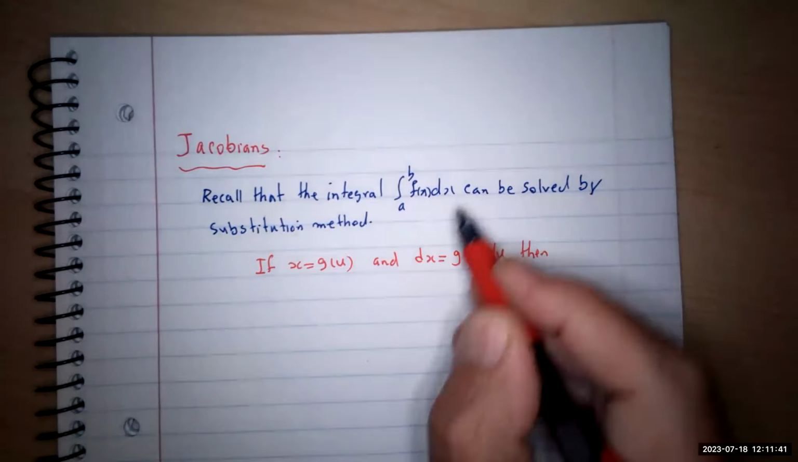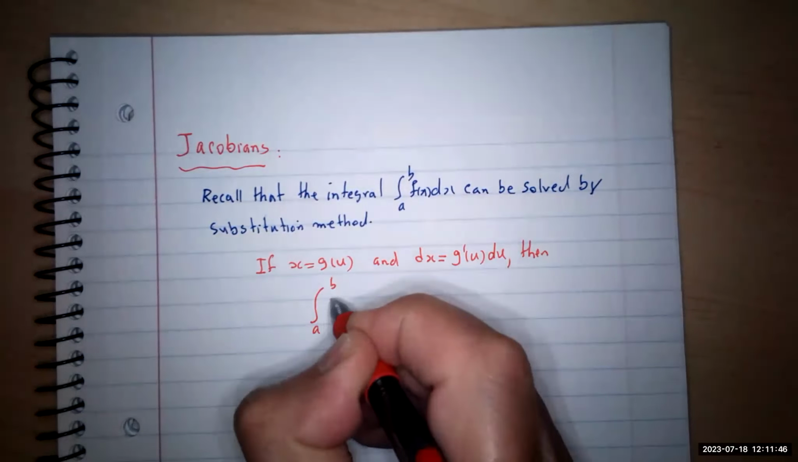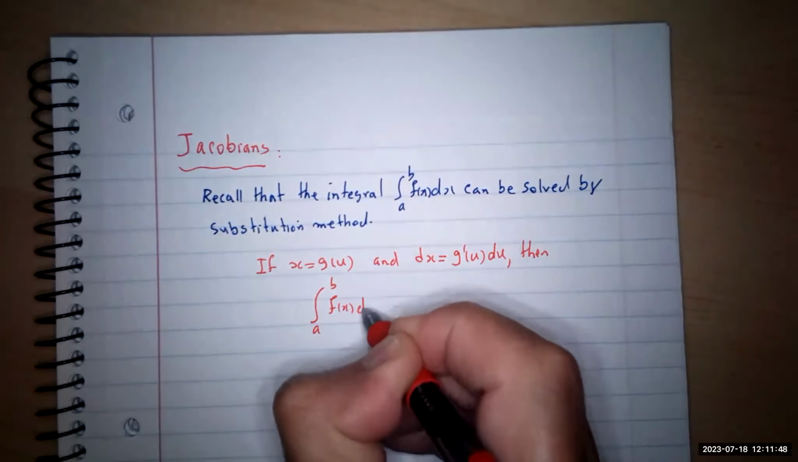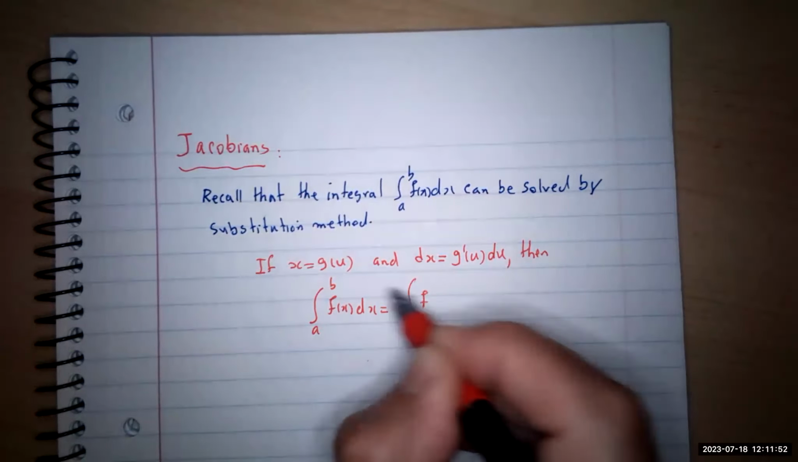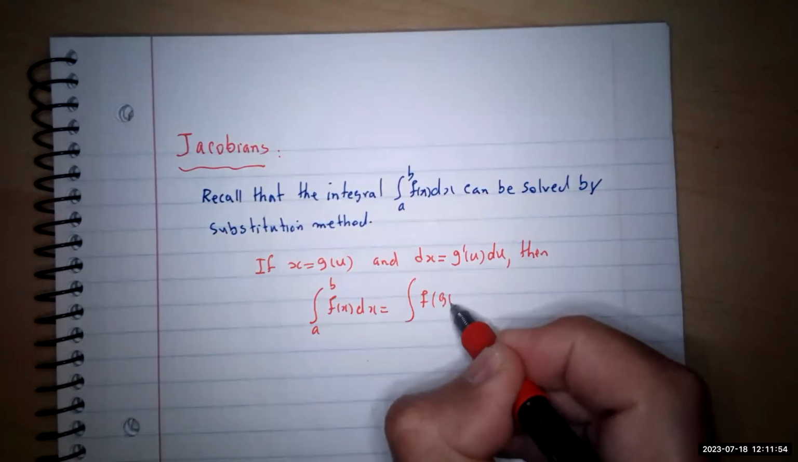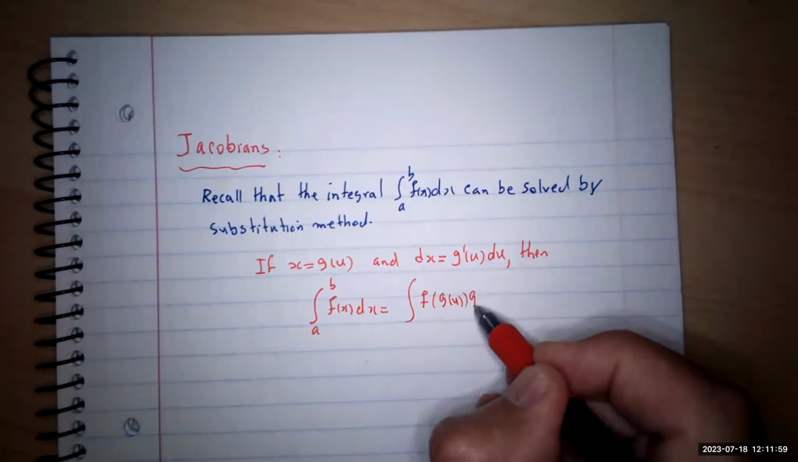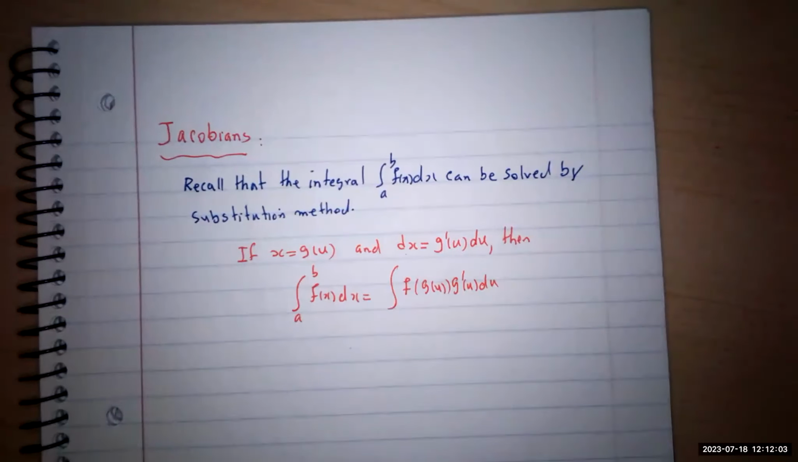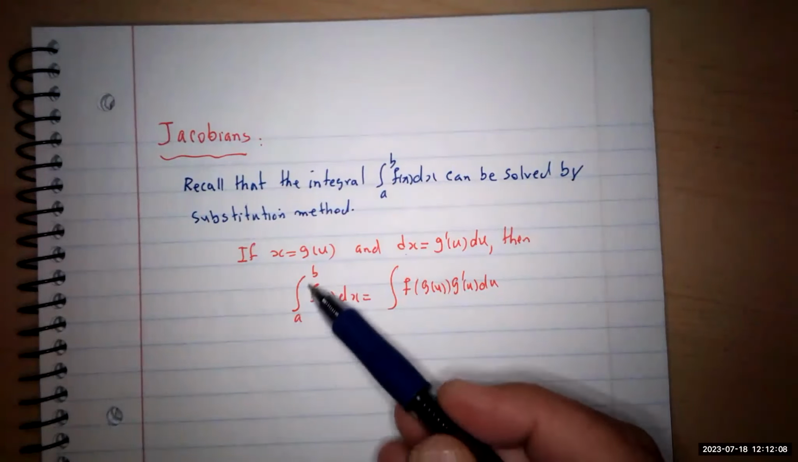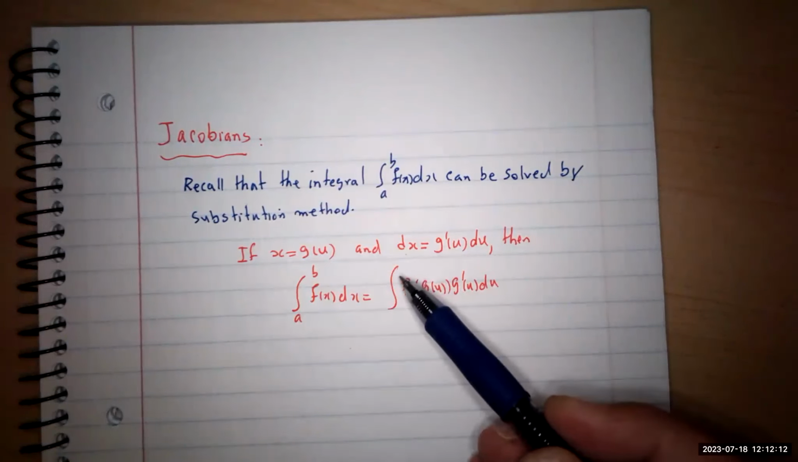Then this integral would be changed, you see, integral from a to b, f of x dx is going to be equal to integral of f of g of u, and the dx is going to be g prime of u du. It's the same thing that you do usually. But as I talk about it, you have to take care of this a. You put the a, replace the a by x if you like.